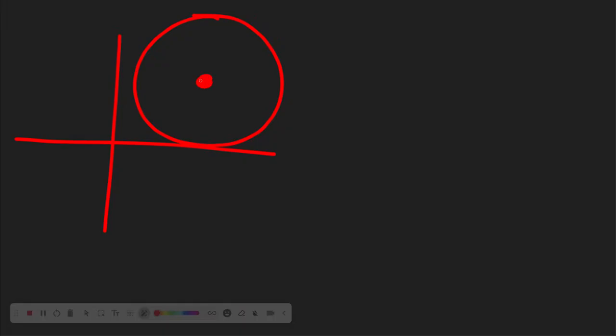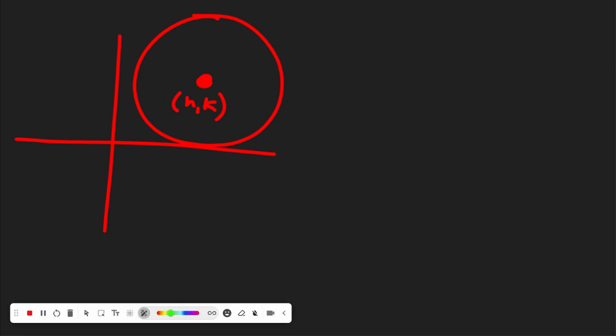Would anyone like to define a circle? What is the definition of a circle? It is a set of points equidistant to a point called the center. That's exactly right. So we're going to call the center H, comma K. Get used to that, because those letters are going to be used a lot. And then all the points on the circle we'll call X, comma Y.